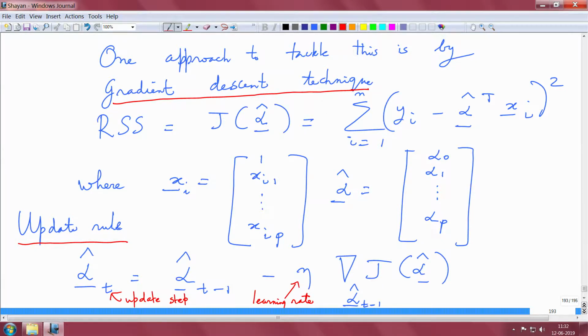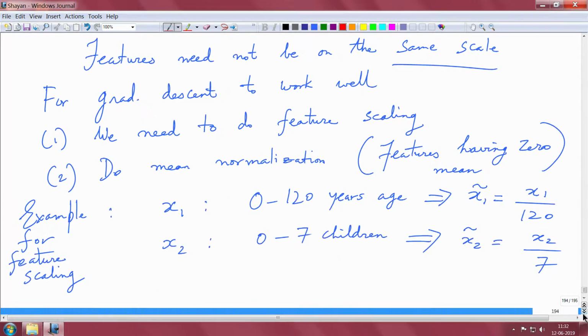If you are not comfortable with this vector form and doing this gradient with respect to the vector, you can collapse it to the scalar form and then solve for each of these variables in scalar form. Okay. Now, one of the questions that we have to ask, particularly from a practical standpoint, is what should we do to make the gradient descent work?